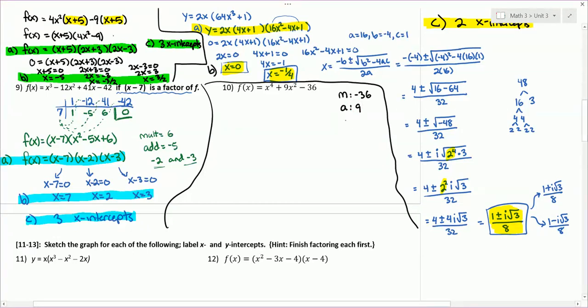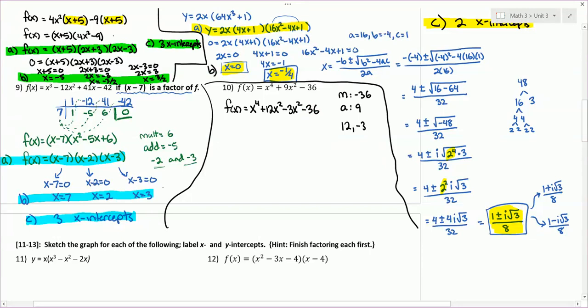So in this case, 12 and negative 3 would work, because 12 times negative 3 is negative 36, and 12 plus negative 3 is 9. So then we split this up. f of x equals x to the 4th, and we're splitting up the 9x squared into 12x squared minus 3x squared minus 36.